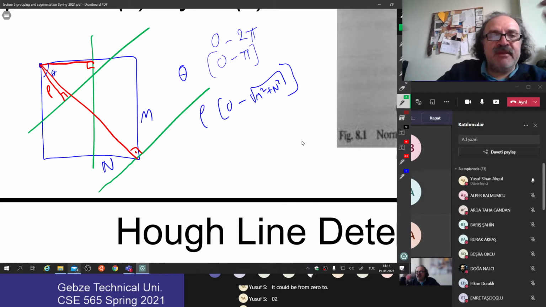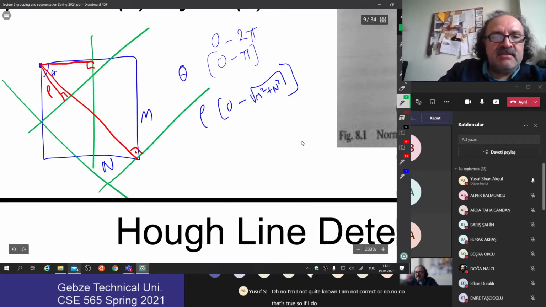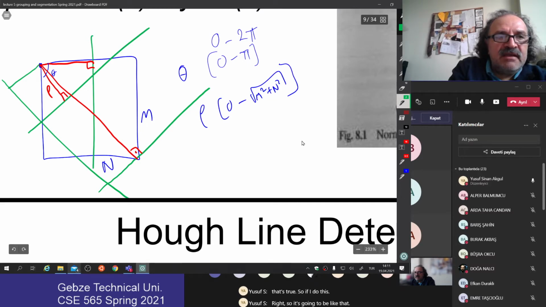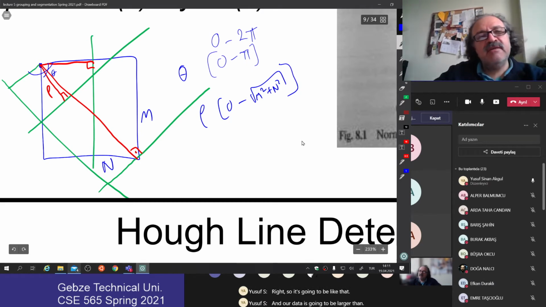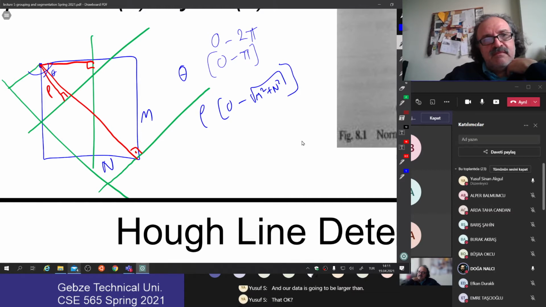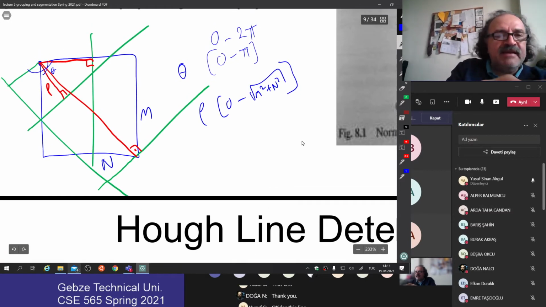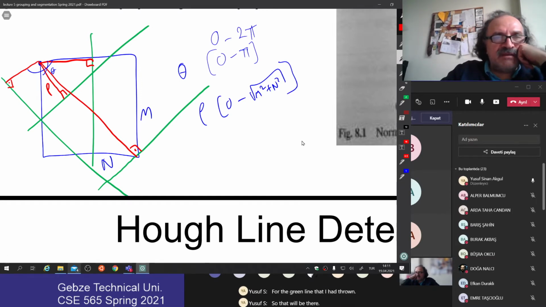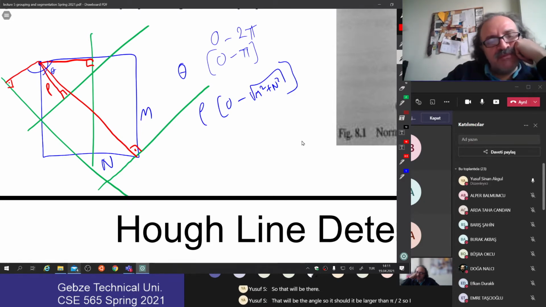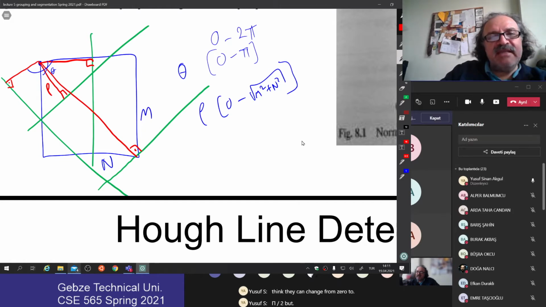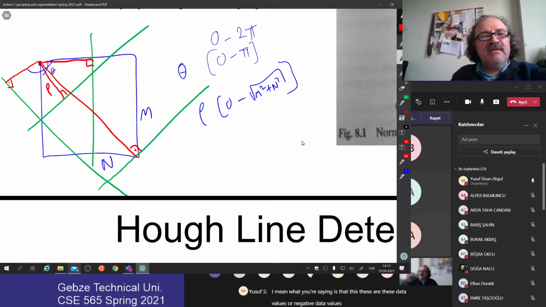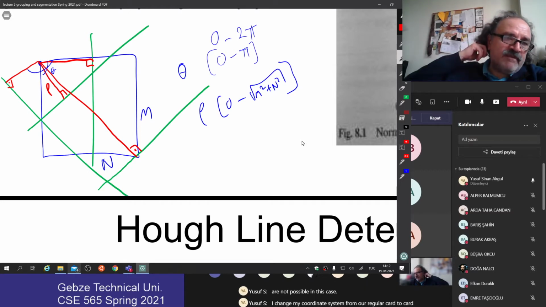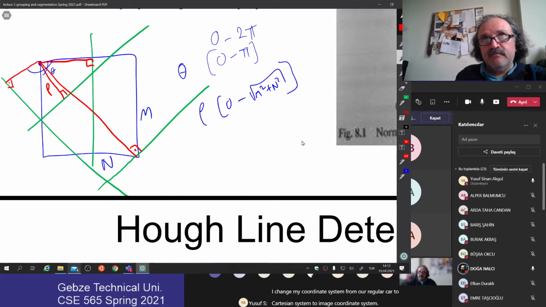Oh no, am I not correct? No, I am not correct. Oh, that's true. If I do this, it's going to be like that, and our theta is going to be larger than that. Thank you. For the green line that I had drawn, that angle is larger than pi over 2. So theta can change from 0 to pi over 2, but what you are saying is that these are negative theta values, and the positive theta values are not possible in this case. I changed my coordinate system from the regular Cartesian system to the image coordinate system. It doesn't matter. If they are all negative, then I can use them as positive numbers.